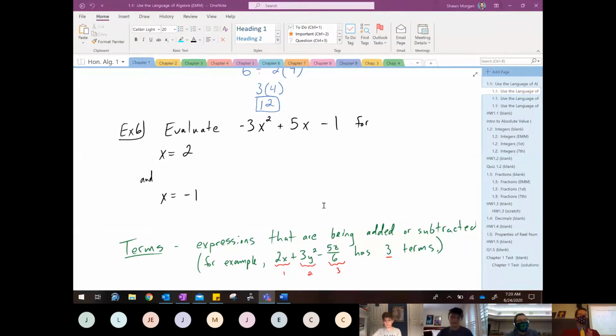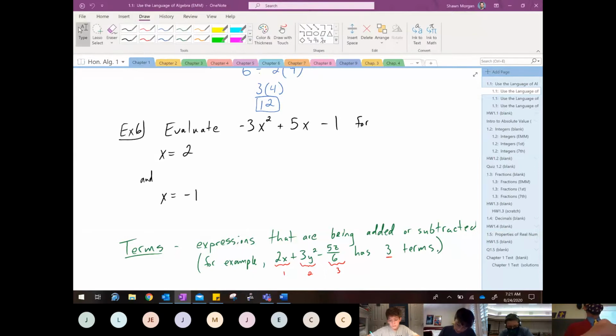So if you look at this first example I've got right here, example 6, it says evaluate the expression negative 3x squared plus 5x minus 1. Jot that expression down in your notes. What we're asked to do is use substitution: plug in x equals 2 and see what happens.